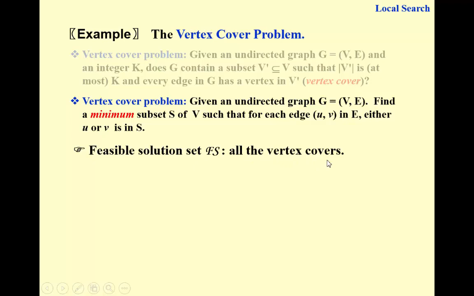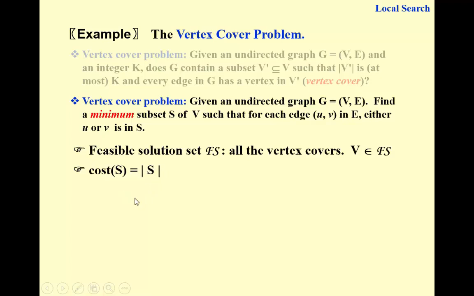And there's a trivial one. Do you know what that is? Obviously, the whole set of vertices is certainly a vertex cover, right? It certainly covers all the edges, right? So that is a trivial member of this feasible solution set. Next, the cost function. We try to minimize the size of this vertex cover, right?